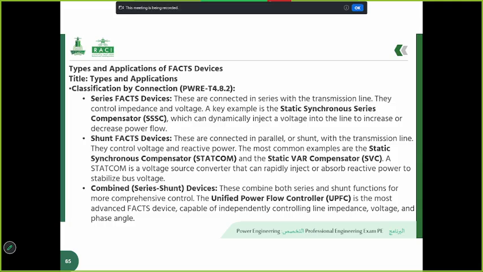The most notable example is the UPFC, or Unified Power Flow Controller. As the most versatile and complex FACTS device, it can simultaneously and independently control three key power system parameters: line impedance, bus voltage, and phase angle. This comprehensive control allows the UPFC to solve a wide range of power system problems, from congestion and stability issues to local voltage regulation.